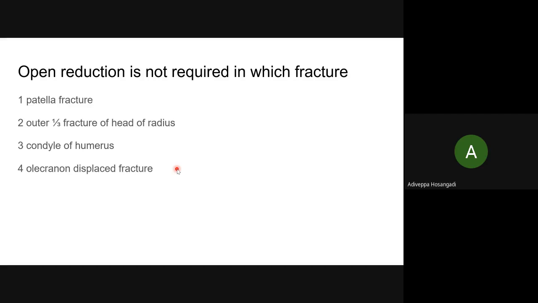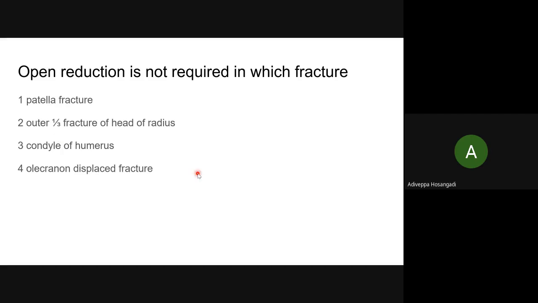Very easy: the outer one third fracture of the head of the radius, because it doesn't articulate with the sigmoid notch of the ulna. In pronation and supination, the radial head rotates in the sigmoid notch of the ulna. The outer third doesn't come in contact, even in extreme degrees. So you can excise it. What the question is asking is whether open reduction is required. It's not required. You can excise. If it is undisplaced, just put a plaster, it will heal.